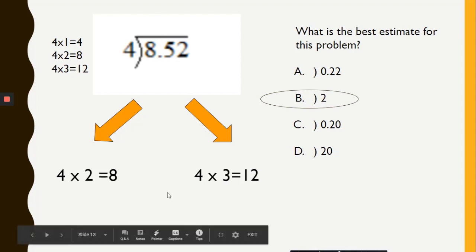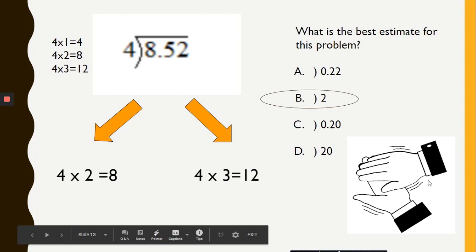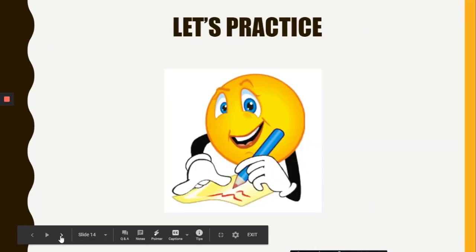Now you guys are going to try some problems on your own. Good job with that. I forgot to show your hand clap. Give your hand clap. And you're going to try some problems on your own. Let's start practicing.